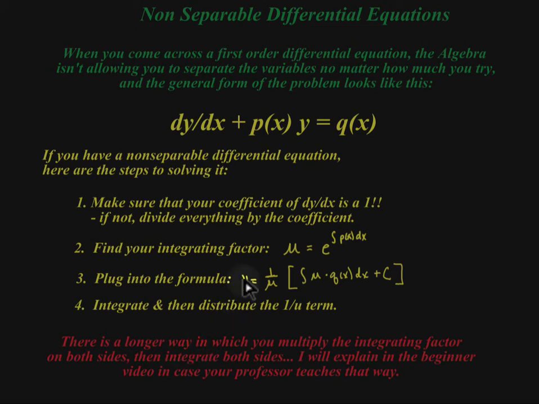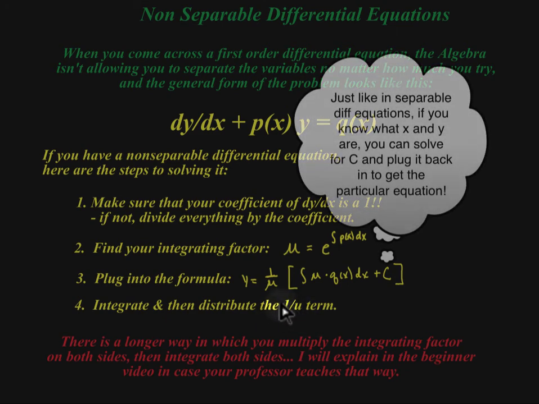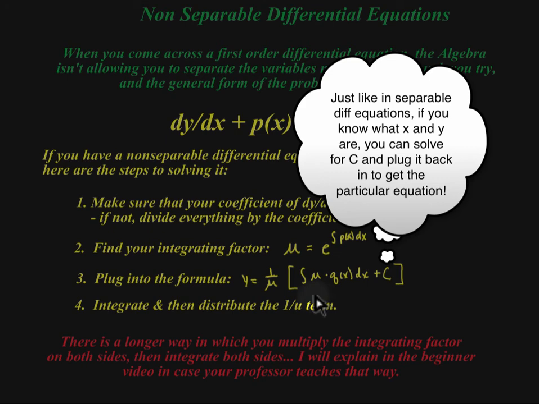So again, recap: make sure it's in this form. You'll notice that you're having trouble with your algebra, so make sure the coefficient is 1, and divide out anything that's in front if it's not. Find your integrating factor, e to the integral of p of x, and p of x is whatever's attached to the y. Integrate that, simplify it, plug into this formula, integrate, and multiply the 1 over mu term. That'll give you the general solution. If I give you initial conditions, what y and x equal, you can solve for c, plug back in, and get the particular solution.